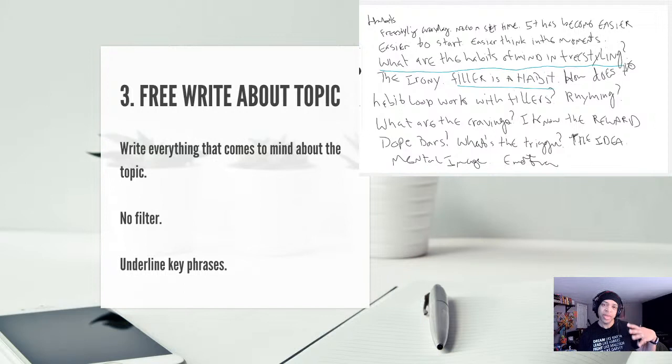And so I'm thinking about the question here: how does the habit loop affect fillers and rhyming and even concepts? And what are the cravings? Again, I'm not going to dive into what the habit loop is, but there's a cycle to how habits work. That's what I'd be interested in communicating in this verse, in this moment. So I have a couple ideas, some places to start, some places to build from, and that is the goal of the free write.